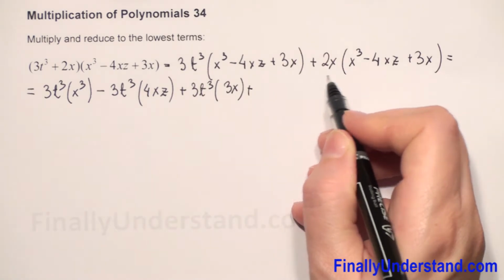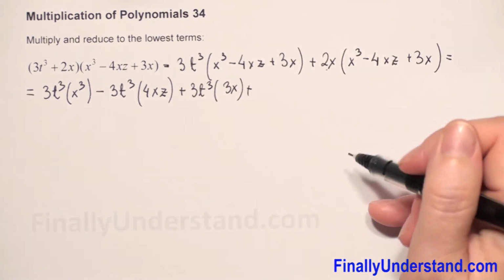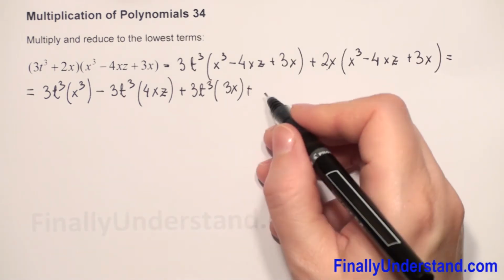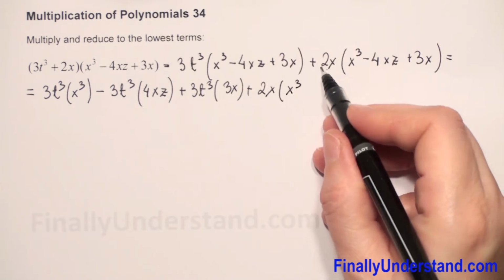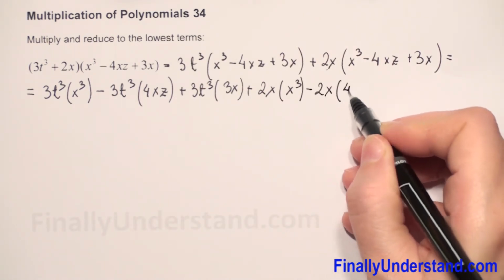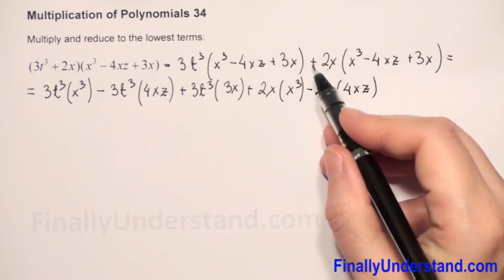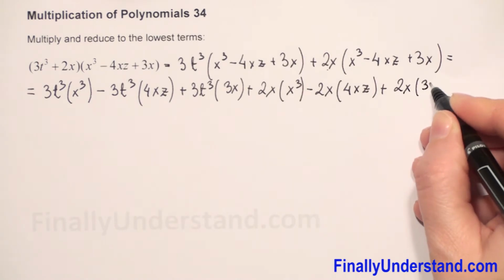And again we have to use the same law. We have to distribute 2x over each term in the polynomial. So we have 2x times x cubed. Next positive and negative, so it will be negative 2x times 4xz. Positive and positive, so it will be positive 2x times 3x.